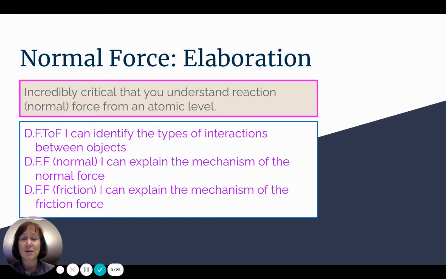And so there are three standards that are associated with this video. So one of them is I can identify the types of interactions between objects. And so one of them is this normal force or reaction force. Another one is I can explain the mechanism of the normal force. We've talked about that before, and we're going to talk about it more. And then the last one is I can explain the mechanism of the friction force. So normal force is related to the friction force, and we're going to see how in our next video or next set of assignments. But in this assignment, we're going to look more carefully at the normal force.